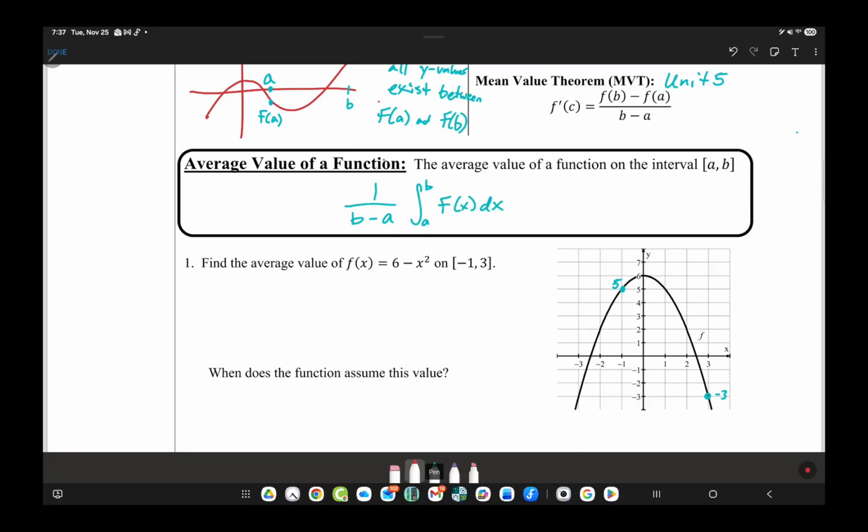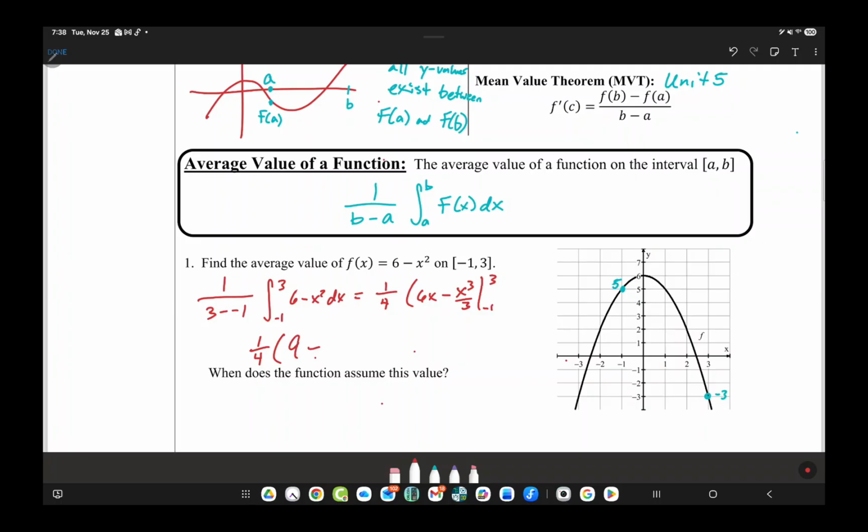All right, so here we are. We have average value from -1 to 3. That would be 1 over 3 minus -1 of the integral from -1 to 3 of 6 minus x squared dx, which is 1/4. Don't need the integral anymore because we take the antiderivative: 1/4 of 6x minus x cubed over 3 from -1 to 3. If I plug in 3, I get 3 times 6 is 18 minus 27 over 3, so minus 9, that gives you 9.